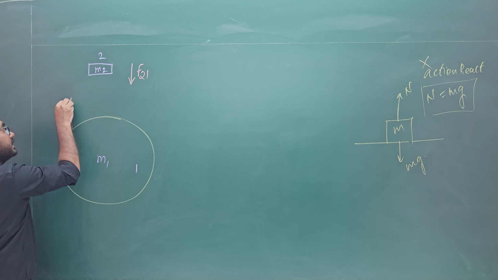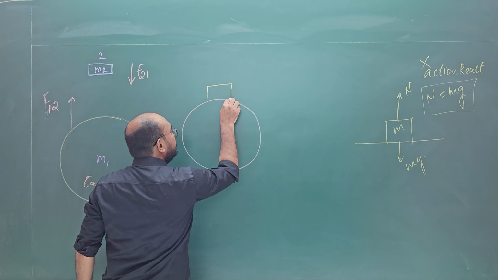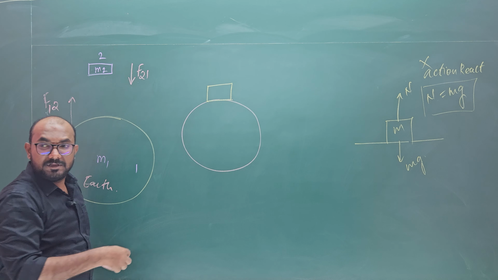Who is trying to attract this? Earth. Let's say this is your earth. Earth is trying to attract this mass in the downward direction. Similarly, this mass or the block is trying to attract the earth in the upward direction. Let us move on. Now, consider this is your earth surface, and let's say the body reached here. They are in contact with each other. Yes or no?